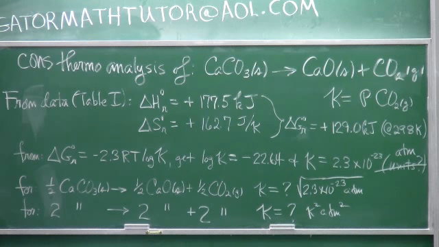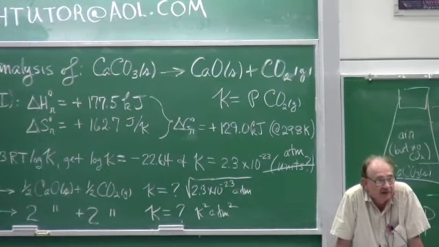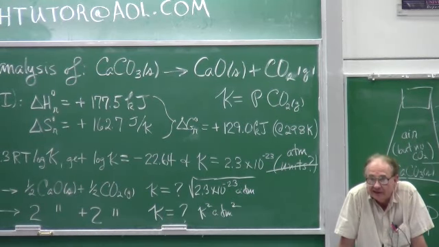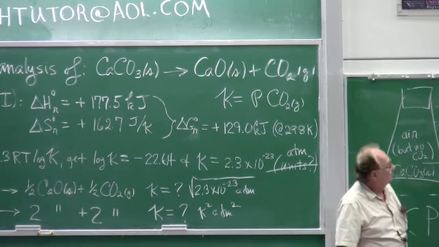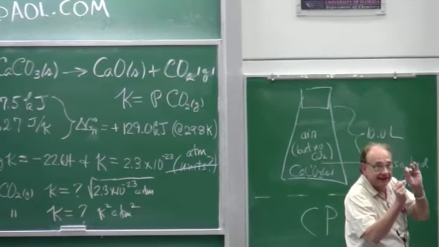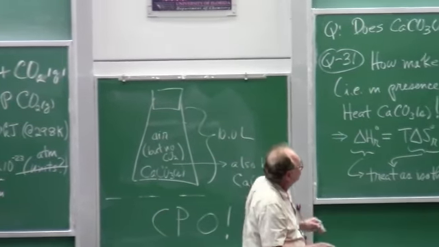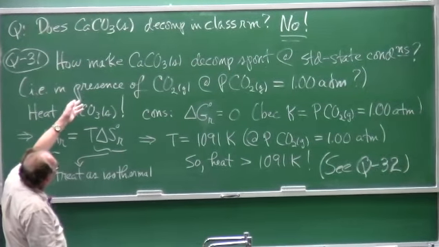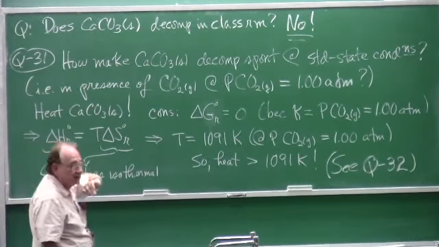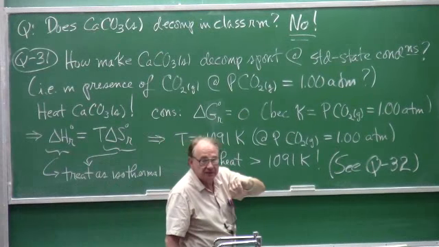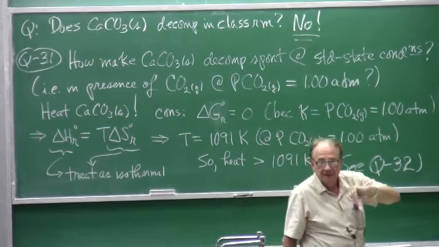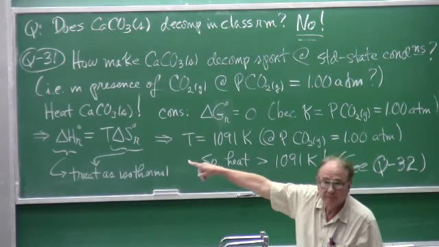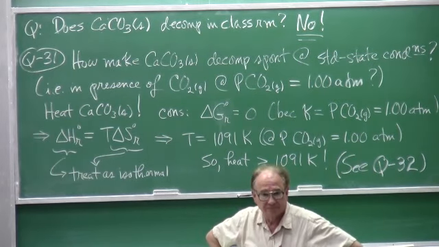What can we control regarding conduct of this reaction? Temperature. Let's heat it up. Make the T delta S factor ever larger. So we've written this here. How can we make calcium carbonate decompose spontaneously at standard state conditions? Remember what standard state conditions means? For this system? What's that mean?